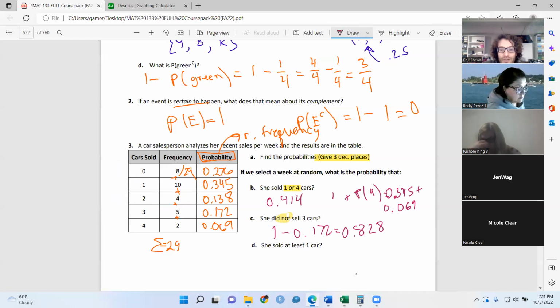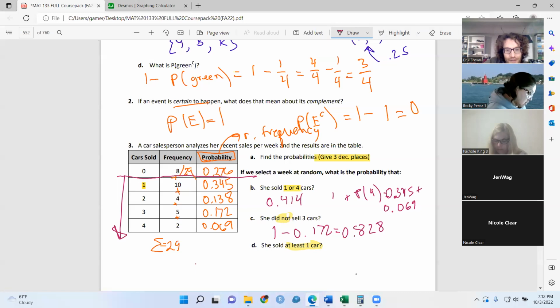0.172. Now check out this last one. We're saying, what's the chance of at least 1 car being sold? If you think through what that means, 1 car or 2 cars. Isn't that the 0.345? Well, it's that and above. It's all of these. So at least 1 means they sold 1 or 2 or 3 or 4. Oh, so it's add them all up. So what you subtract, 0.276.